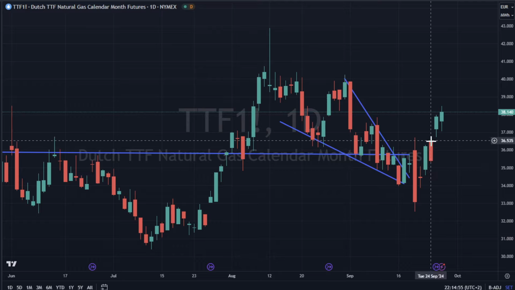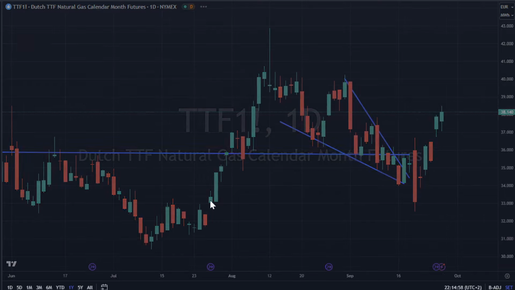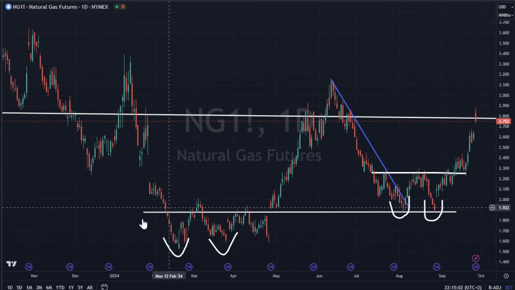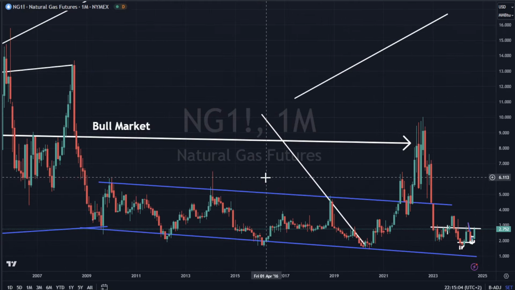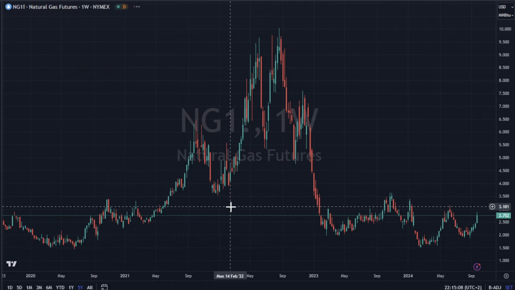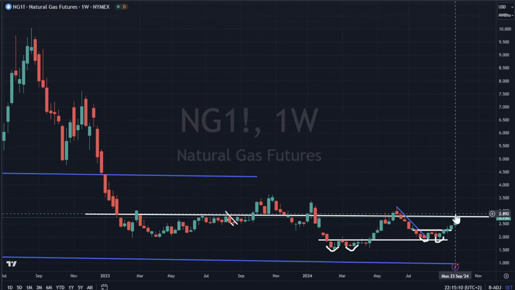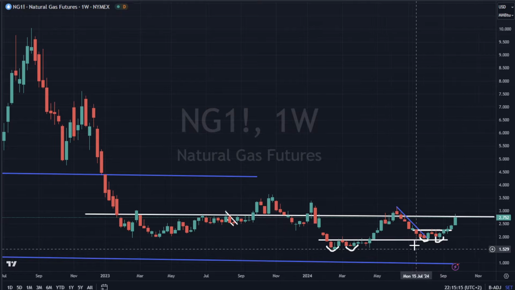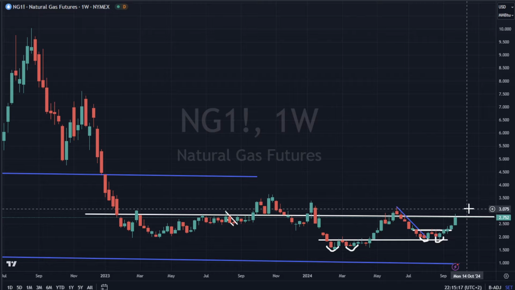TTF gas up 0.7%, looking good. It's got that nice uptrend going on. We got natural gas in America up 4.36 against some resistance. I drew this sideways line a pretty long time ago, and it is still in play, acting as resistance. We need to break through that and stay above it. A little bit of a double bottom pattern going on here, so that looks kind of interesting.